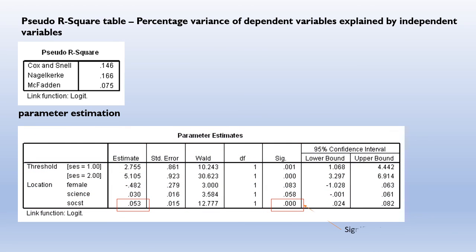As per the parameter estimates table, the only variable that is significant is social science scores. Since the coefficient of that is positive, we can conclude that social science scores have a positive impact on socioeconomic status.